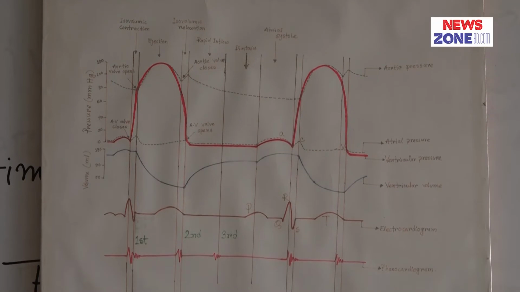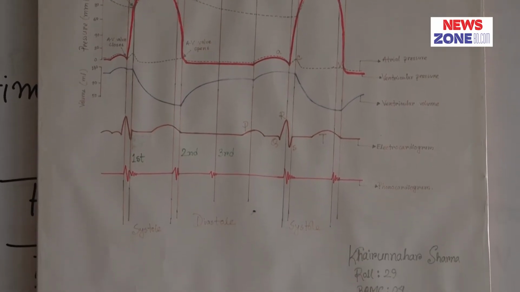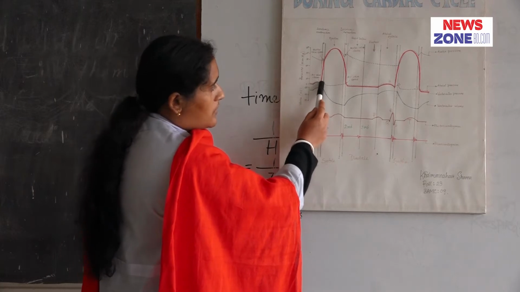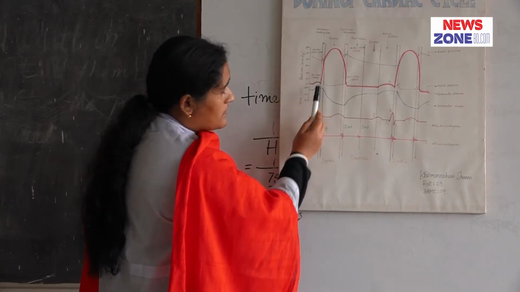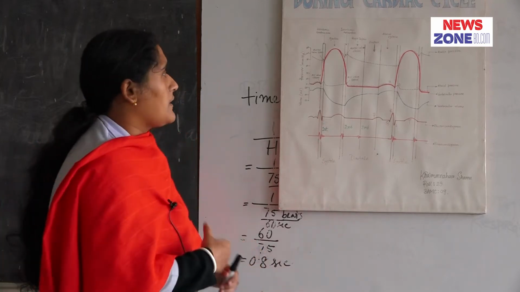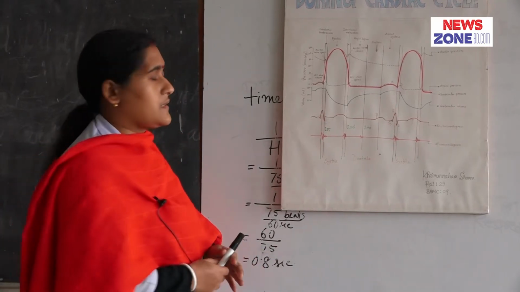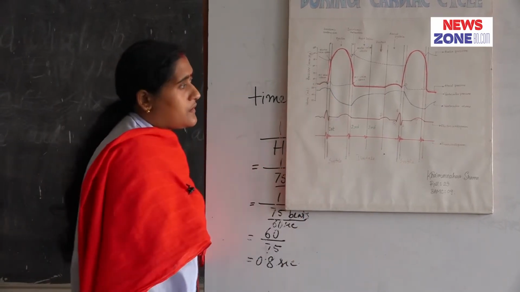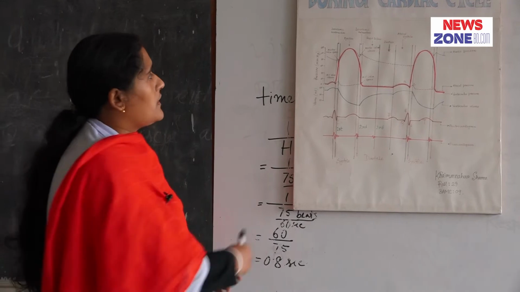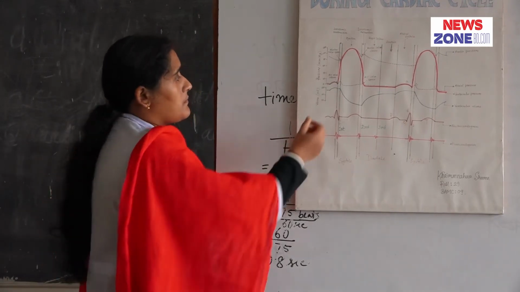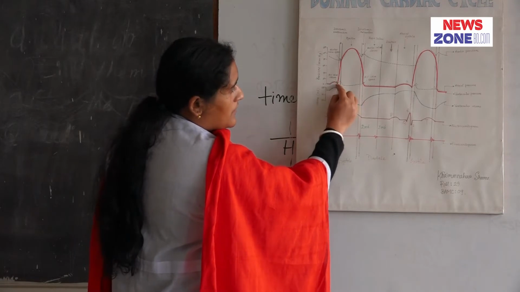Now, I briefly discuss the pressure change curve in the left ventricle. In isovolumic contraction phase, systole, what is systole? Systole means contraction, either ventricle or atrium. In isovolumic contraction phase, the ventricle contracts, so ventricular pressure rises.